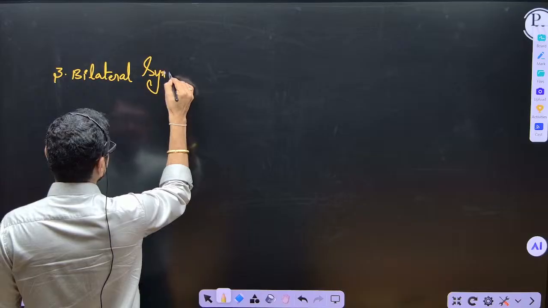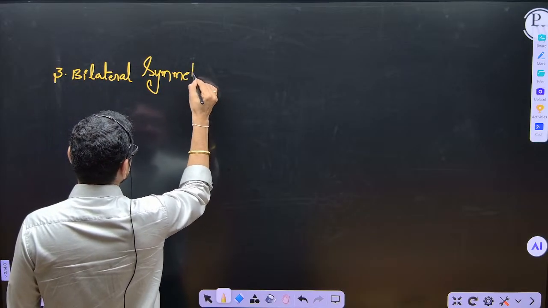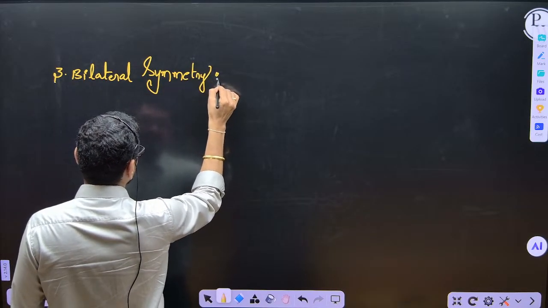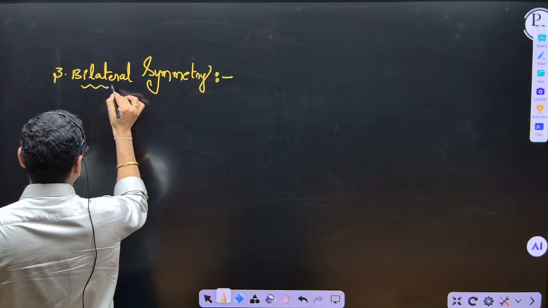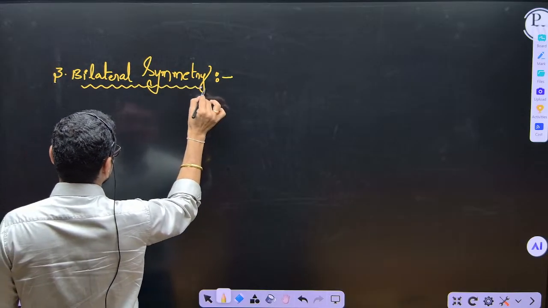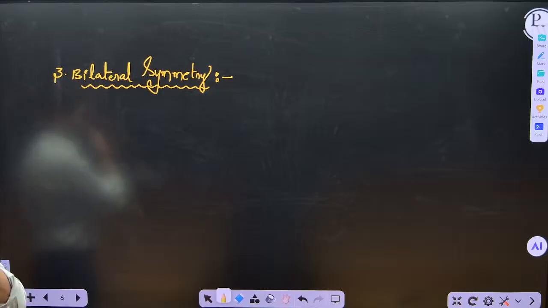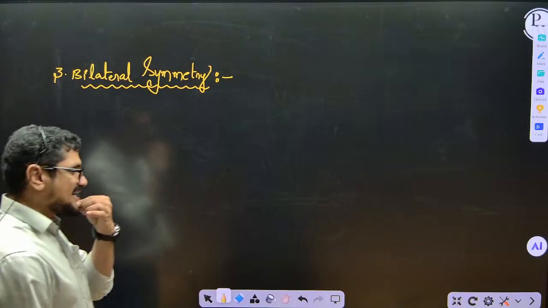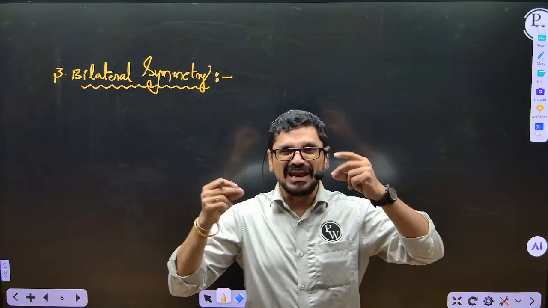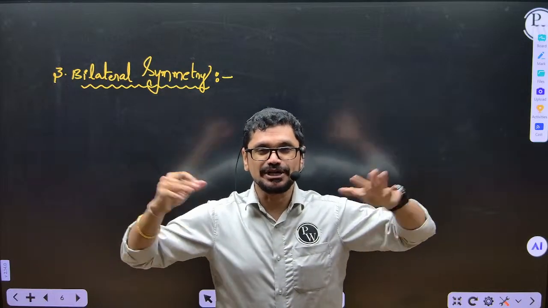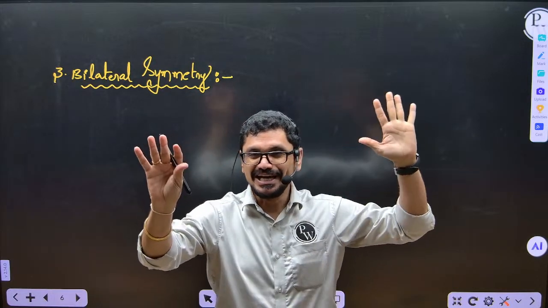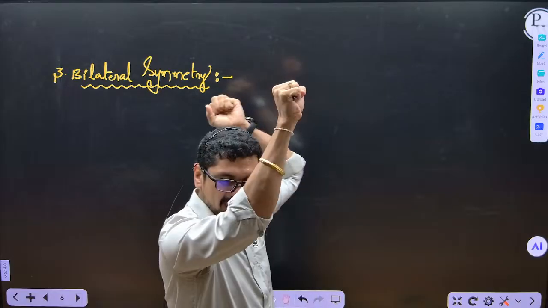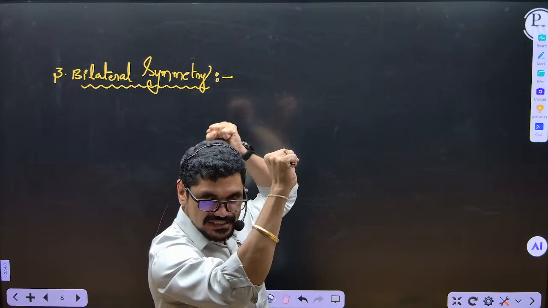Bilateral symmetry. So what is this bilateral symmetry? See, the best example is the human being. Imagine a human being. Don't imagine my body, imagine your body. Take one sharp knife and cut the body like this. Cut the body.